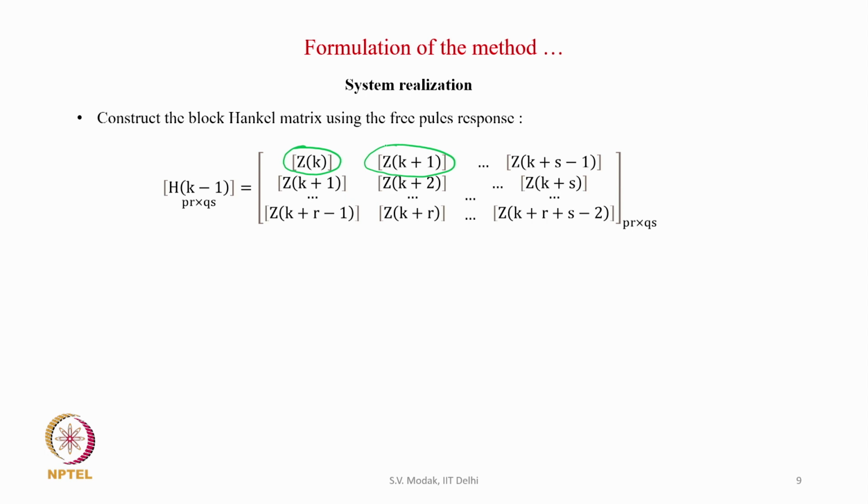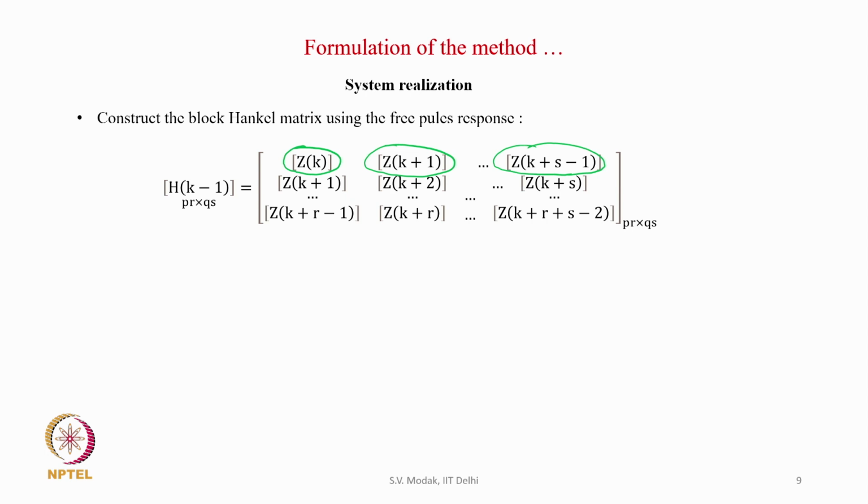Then we similarly obtain such free pulse response matrices at other instants, and in this way we take the free pulse response matrix at s number of instants. So, this is the free pulse response matrix at the sth instant, which is designated as Z(k+s-1). In this way, the first row of the Hankel matrix is constructed. It consists of free pulse response matrices at s number of instants stacked as columns.